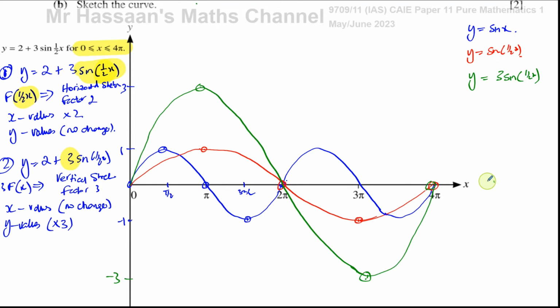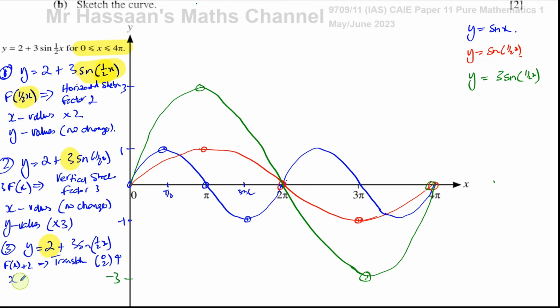The third thing that we want to deal with now is the 2 plus: y equals 2 plus 3 sine of a half x. Now we're going to deal with this part. This represents, outside the function, something added to the whole function. It represents f of x plus 2, which is a translation of vector (0, 2). So it's like a vertical movement.